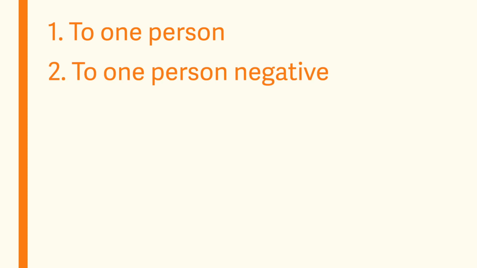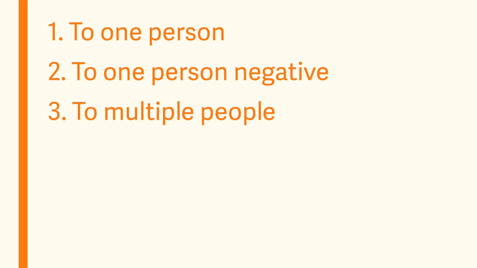In this episode, I'm going to cover orders and commands, or what linguists typically call imperatives. Specifically, I'm going to cover three things. First, we'll talk about singular imperatives that are in the affirmative, things like go in English. Then we'll talk about negative imperatives to one person, something that would sound like don't go in English. And then finally, we'll cover how to use imperatives with multiple people, both affirmatively and negatively.